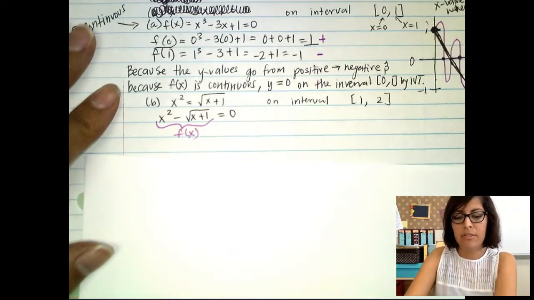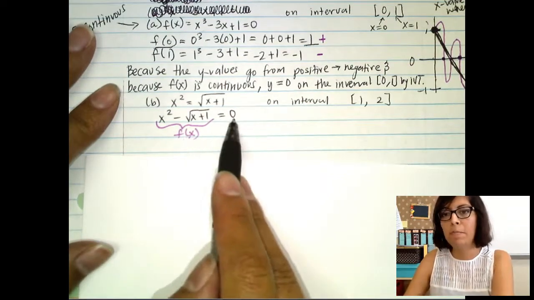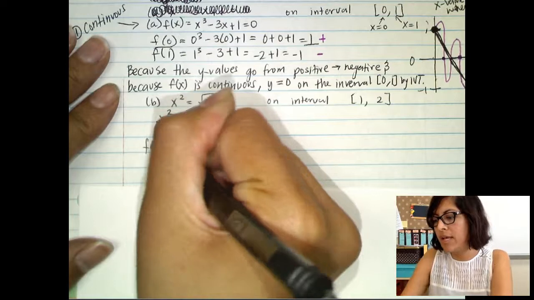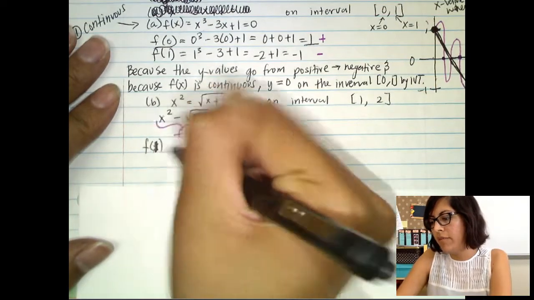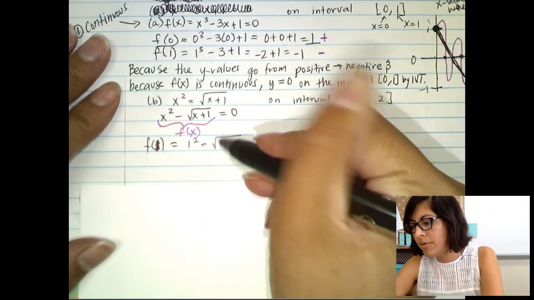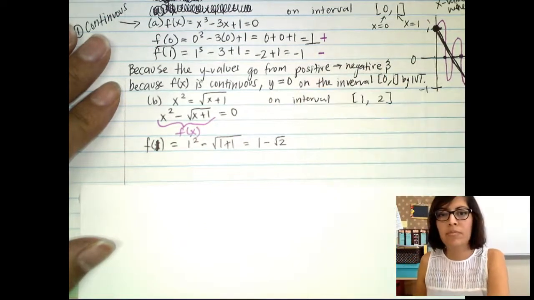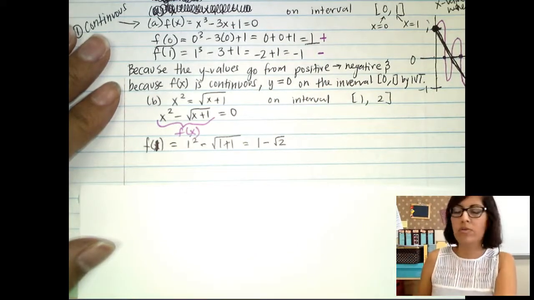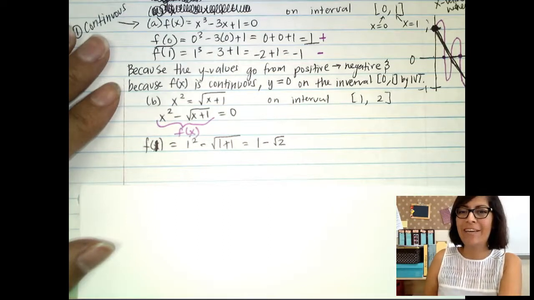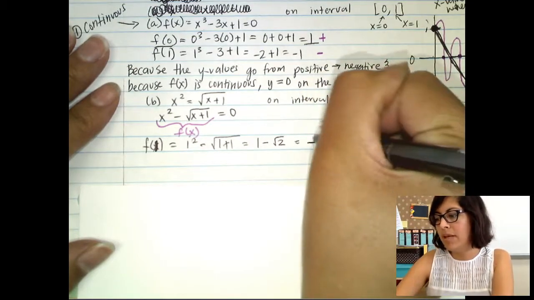So finding the zeros, again, we're finding the x values that make our f of x equal to 0. And we're going to check our interval again. So let's see what f of x looks like at 1. F of 1 is 1 squared minus the square root of 1 plus 1, which is going to be 1 minus the square root of 2. The square root of 2 is between 1 and 2, so this is going to be some negative value.